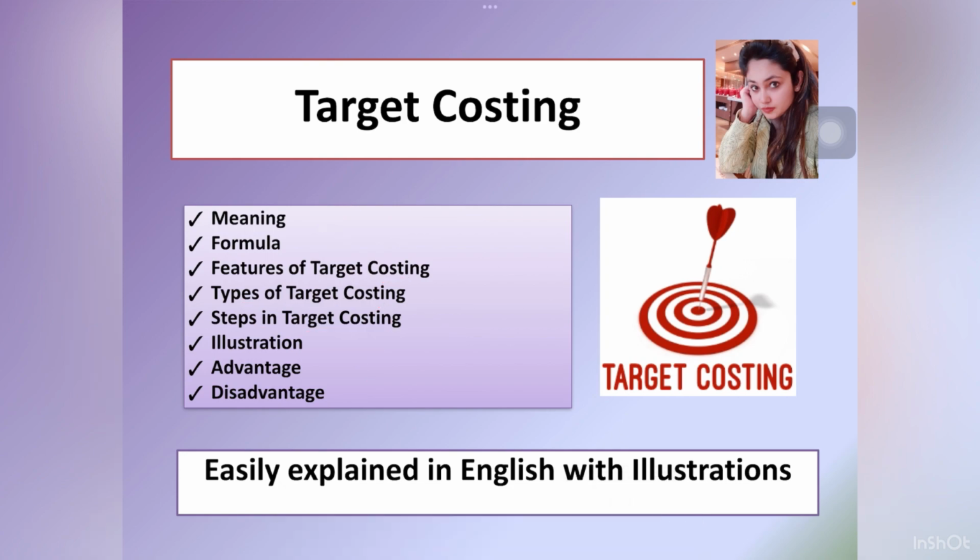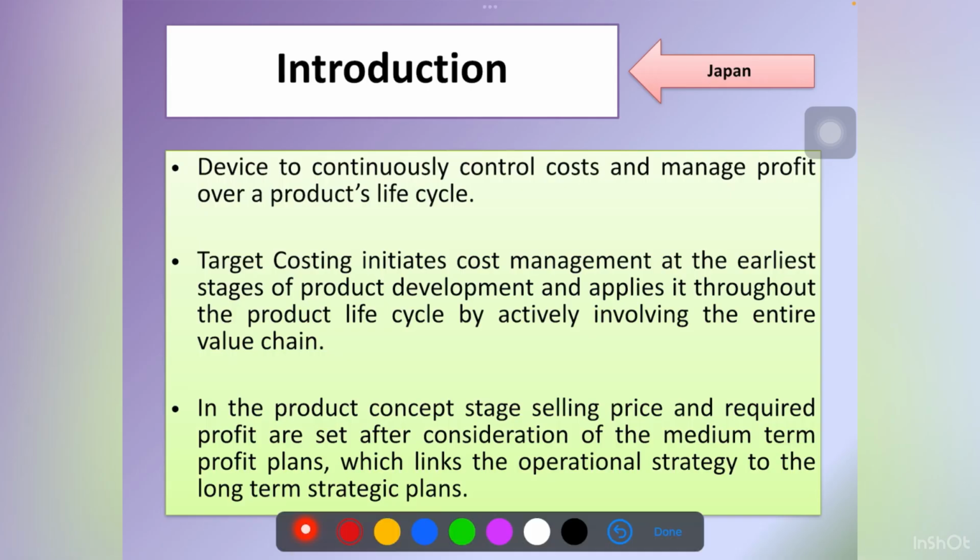So let's just begin. First of all, let's understand the meaning of target costing. This type of costing was introduced in Japan, and it works on continuously reducing or controlling the cost over different life cycles of a product. Every product goes through different life cycles, so at every stage we need to control the cost so that overall cost reduces. I hope you've understood.